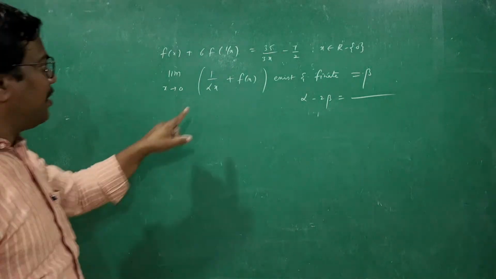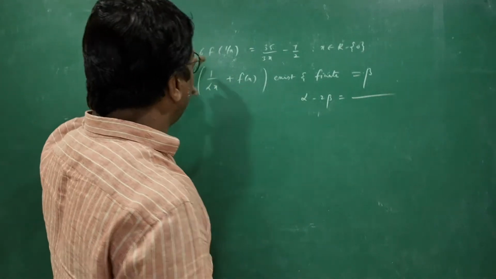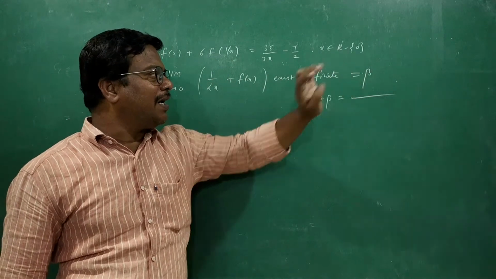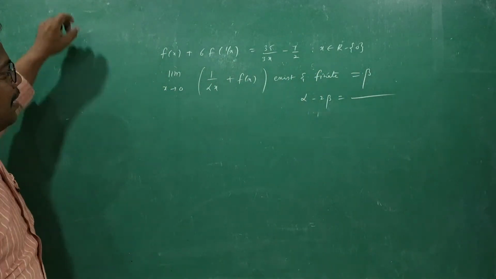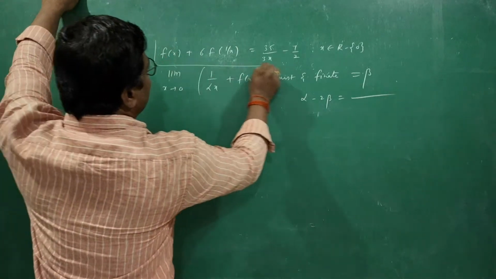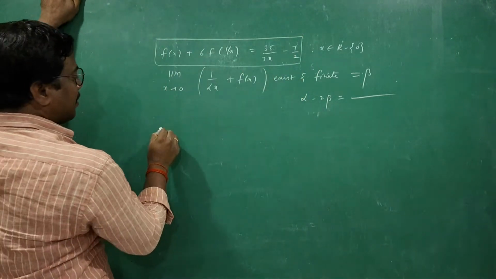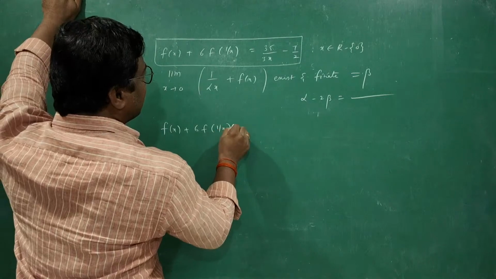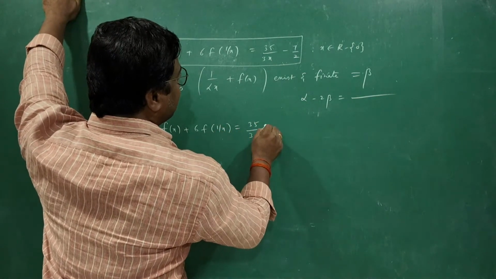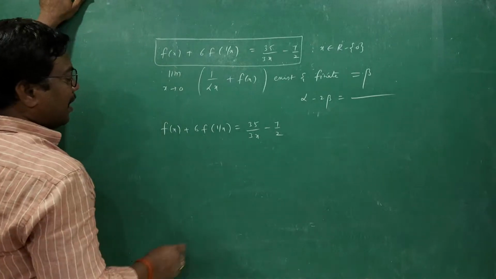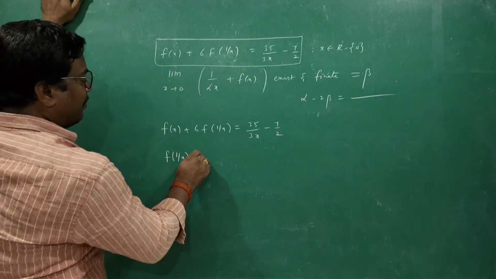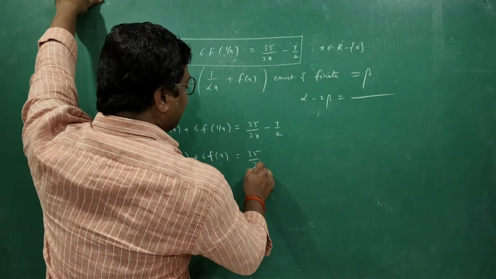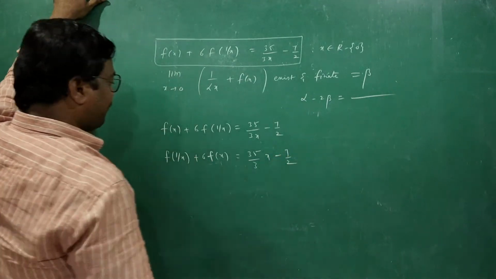Our aim is to find f of x first. After that, applying limit x tends to 0, the limit value should be a finite quantity and that should be beta. By using this functional equation, first I am going to find f of x. You have f of x plus 6 times of f of 1 by x equal to 35 by 3x minus 7 divided by 2. Now replace x by 1 by x: f of 1 by x plus 6 times of f of x, replacing x with 1 by x, remaining 7 by 2.